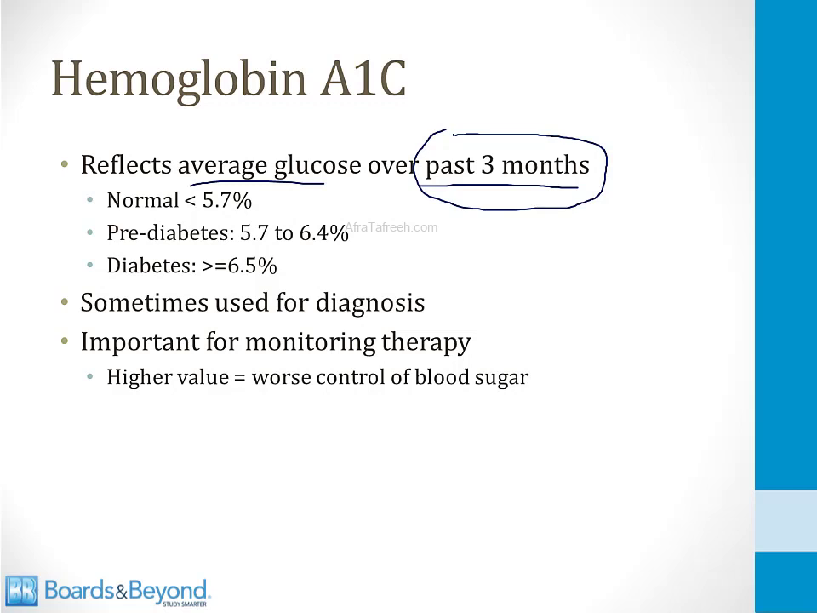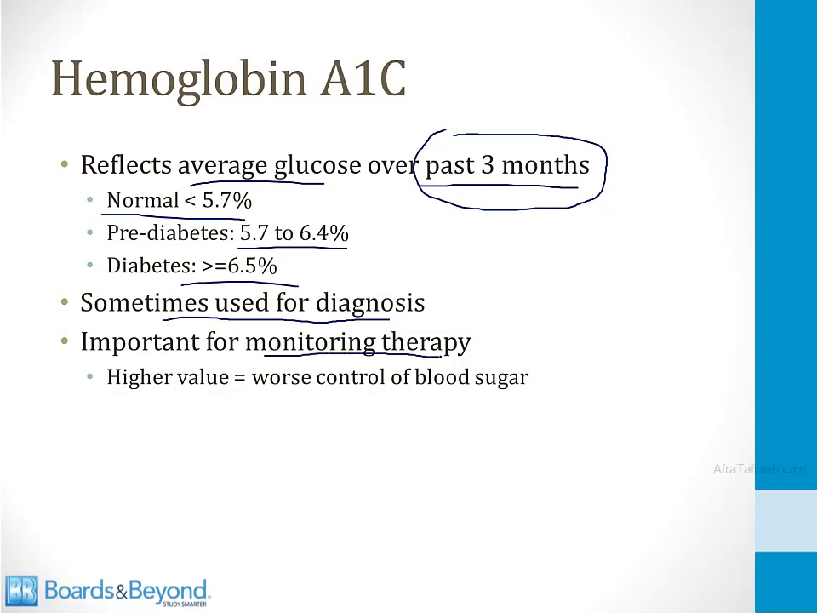Thus, what you're seeing when you measure the A1C is a measurement of what's been happening to the blood glucose over the past 3 months. A normal value for A1C is less than 5.7%. Prediabetes is 5.7 to 6.4, and anything greater than or equal to 6.5% suggests diabetes. This is sometimes used for diagnosis, although it's much more important for monitoring therapy.